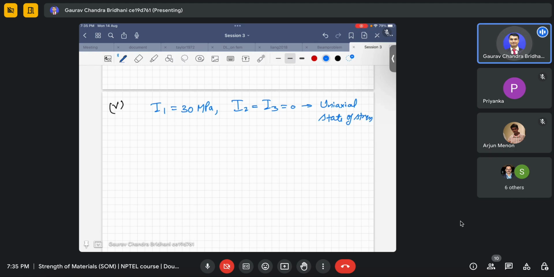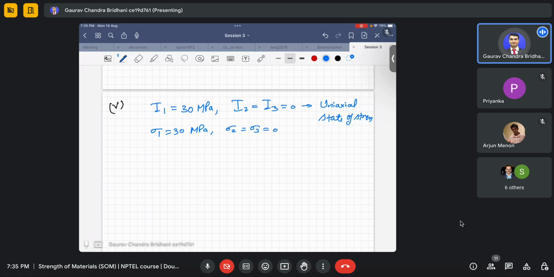Okay, this is already a condition of a uniaxial state of stress, that is I1, I2, I3. I1 is non-zero and I2, I3 are 0. Another view was that we had principal stress values. So 30 MPa was sigma 1, and sigma 2 and sigma 3 were 0. So that is another way we can say it is a uniaxial state of stress.